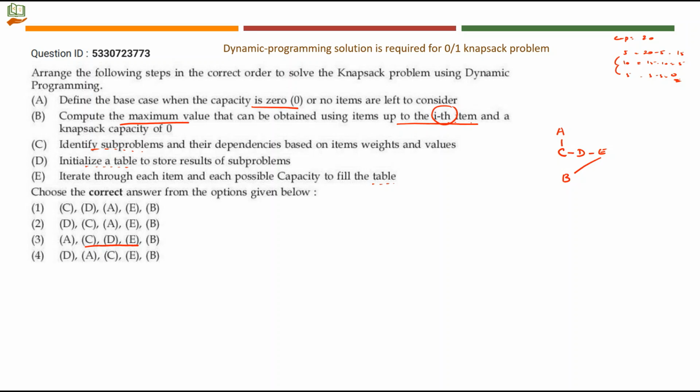So from where do you pick those items? Actually from this particular table. Where is the table initialized? It is initialized in D. For what it is initialized? It is initialized to store the results of the sub-problems. Where are we identifying the sub-problems? In C. This way also you can find the answer. Option number 3, A, C, D, E, B will be the right answer.